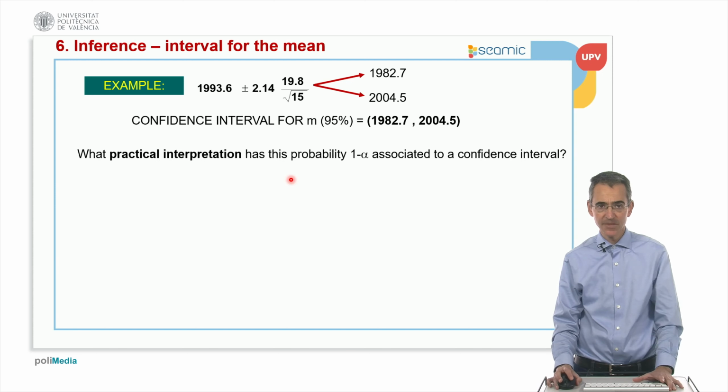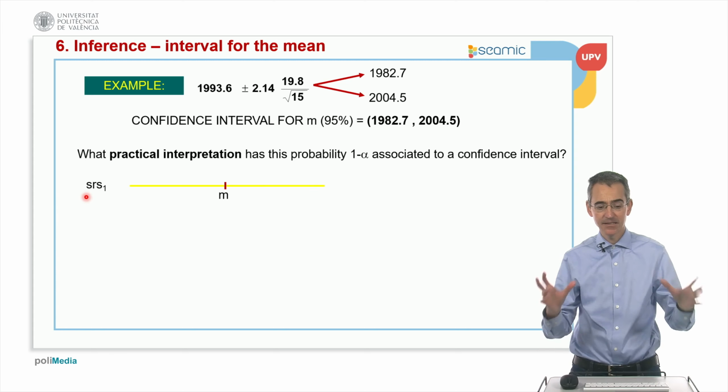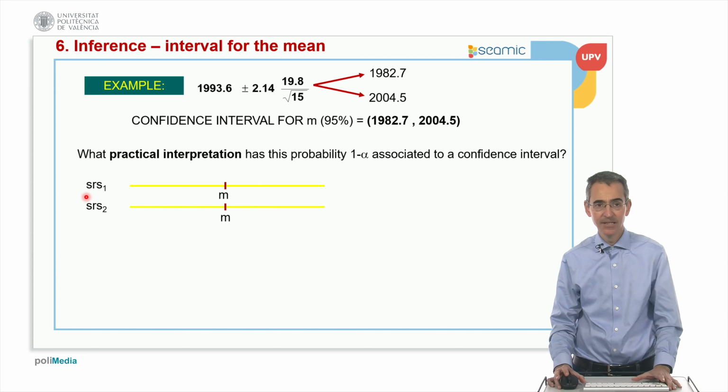Good. So what is the practical interpretation of this result? Okay. So actually imagine that SRS, remember, simple random sampling. So I take a sample at random, and based on the sample I make the calculation of this interval, and then I do this several times, okay? I do that a lot of times.